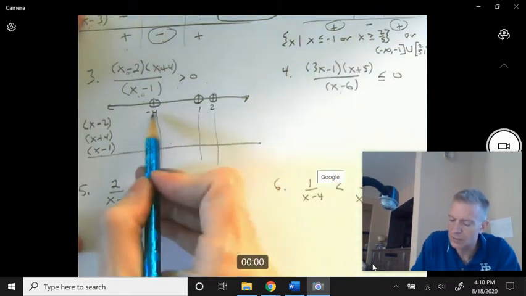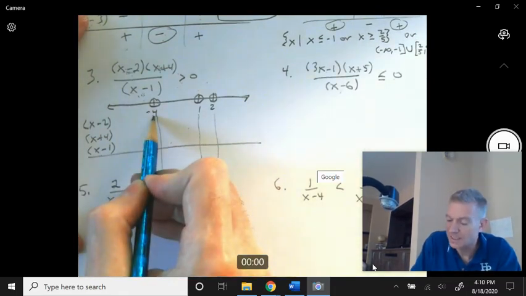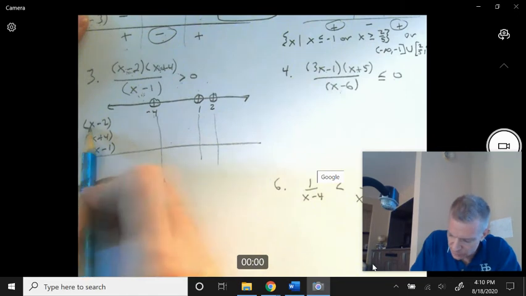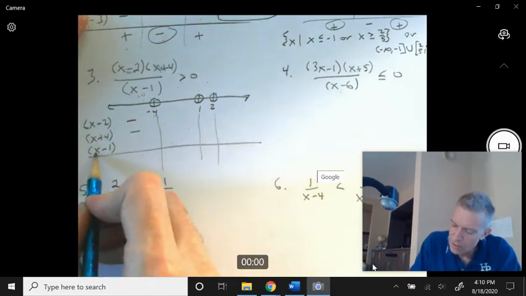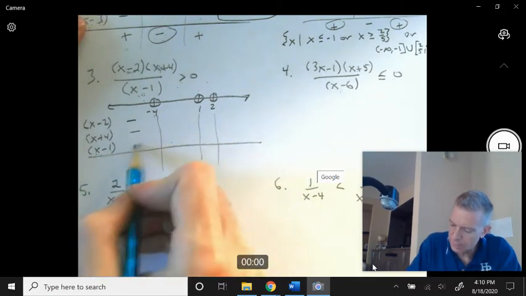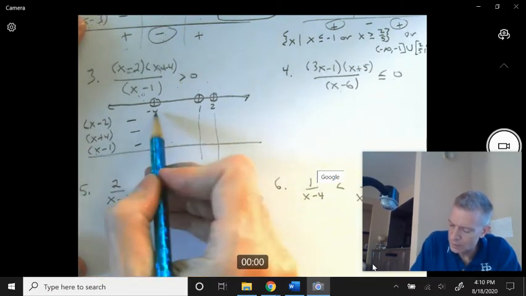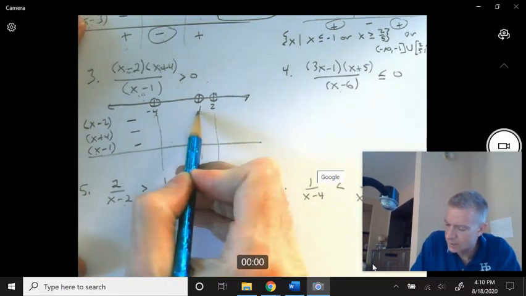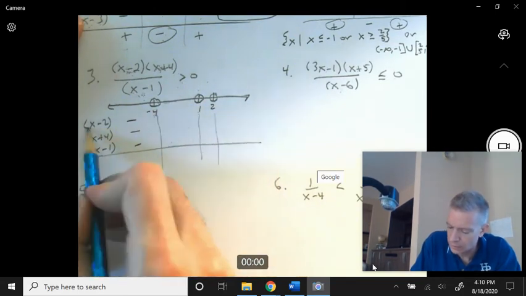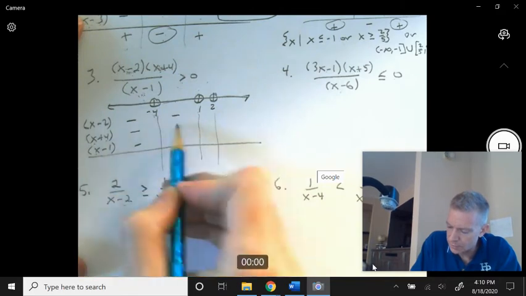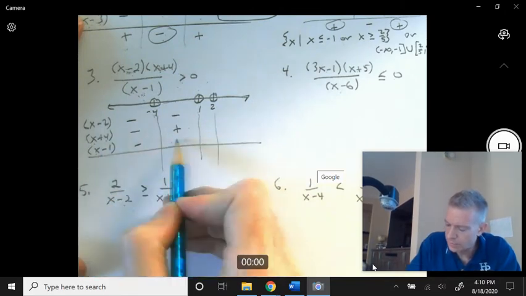Okay, let's pick a value of x less than -4. It's negative 5. Negative 5 minus 2, negative. Negative 5 plus 4, negative. Negative 5 minus 1, negative. Pick a next value between -4 and positive 1 to test this interval. It's a 0. 0 minus 2, negative. 0 plus 4, positive. 0 minus 1, negative.